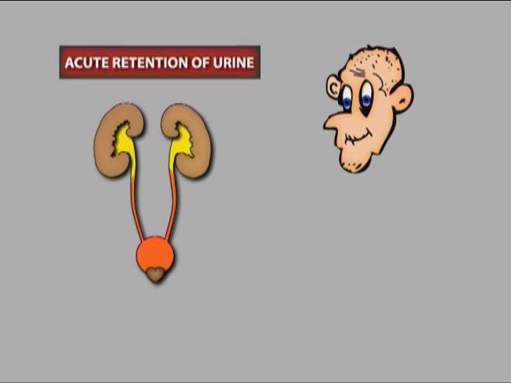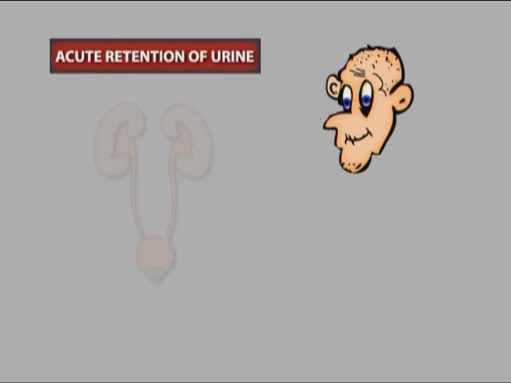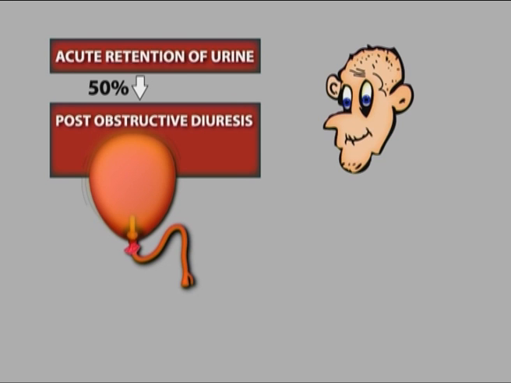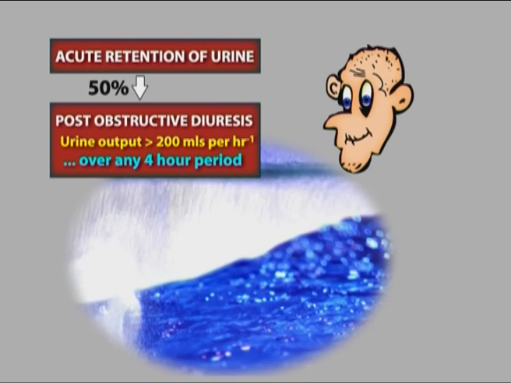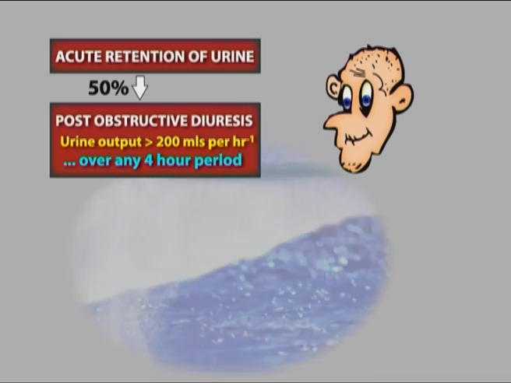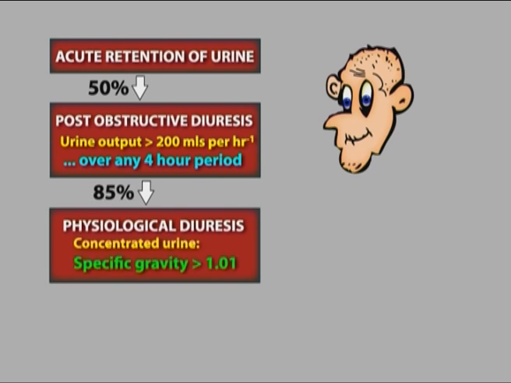Joe Bloggs was an unfortunate but lucky man. Acute retention of urine is a common presentation of benign prostatic disease in older men. If we use our definition, we can determine that 50% of those men will display a post-obstructive diuresis. That is, 50% of men who require urgent catheterization to relieve their inability to void will produce a urine output of greater than 200 ml per hour, sustained over any 4-hour period. In 85% of those, the diuresis will be physiological. That is, the urine will be concentrated relative to plasma and the specific gravity will be greater than 1.01.